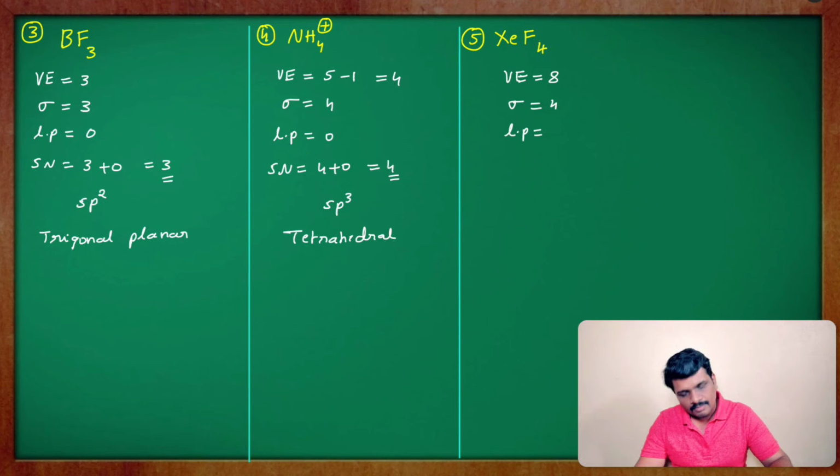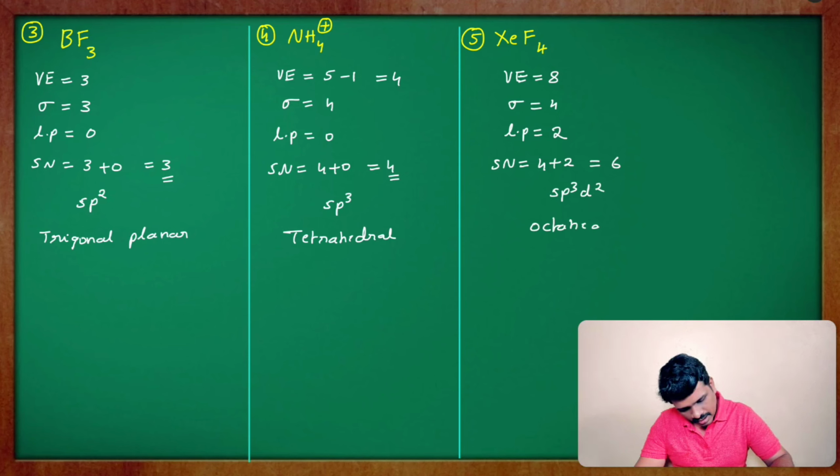Is there any lone pairs? There are lone pairs. How many? 8 minus 4. That is nothing but 4 electrons, which is 2 lone pairs. How many lone pairs? 2 electrons constitute 1 pair. So there are 2 lone pairs of electrons. Okay. Now let us calculate steric number, which is nothing but 4 plus 2, so 6. What is the hybridization then? sp3d2. So the geometry will be octahedral, correct? So I can represent these two lone pairs like this.